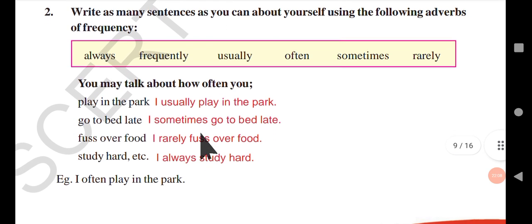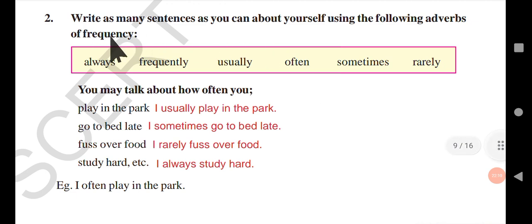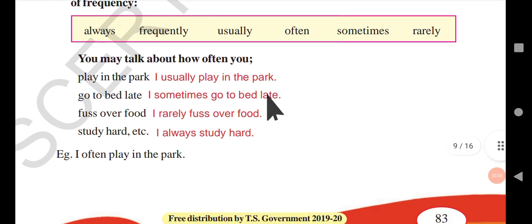Next, write as many sentences as you can about yourself using the following adverbs of frequency. So here you have adverbs of frequency: always, frequently, usually, often, sometimes, rarely. These are all the adverbs of frequency. So using them you have to write some sentences. You may talk about how often you do all these things.